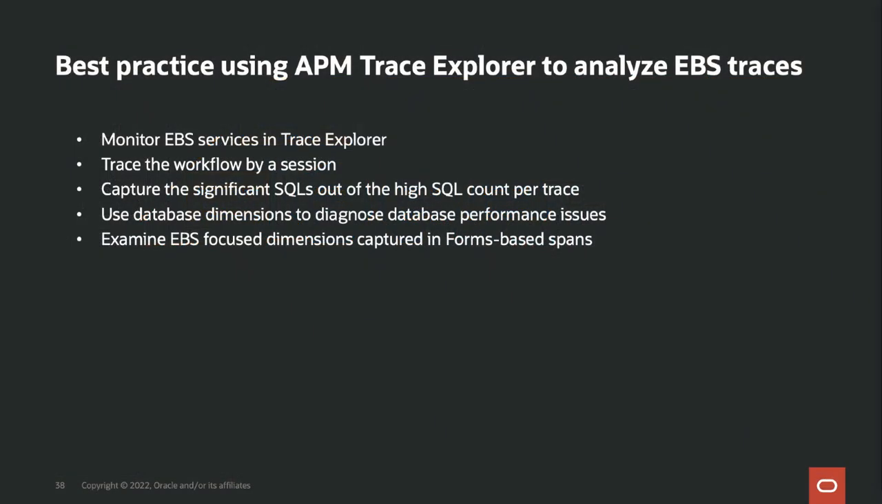And once the data collectors are deployed and configured, traces and spans start coming into the APM domain. You can see them using the APM Trace Explorer. This slide highlights the best practice tips for how to use tracing data to analyze and troubleshoot your EBS application. First of all, because the EBS traces are captured by different data collectors, they can be categorized as different services. You can see the overall statistics of each service or drill down to a specific service and see the details of it. You can also view all the traces in a single browser session.